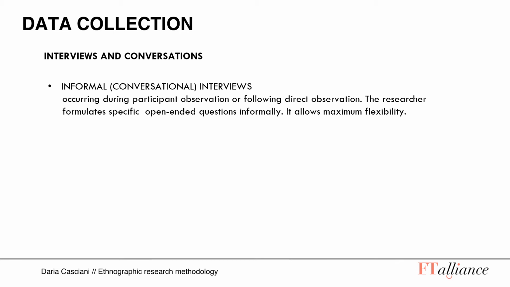In this kind of interview, the researcher begins by conversing with a member of the group of interest that is under observation, and the conversation unfolds mostly freely. The researcher formulates the questions that arise spontaneously from the activities being observed, and then they converse informally. This gives the researcher the maximum flexibility to pursue topics and ideas as they emerge during the observation.